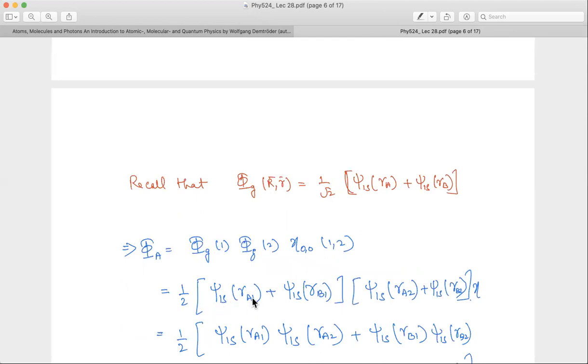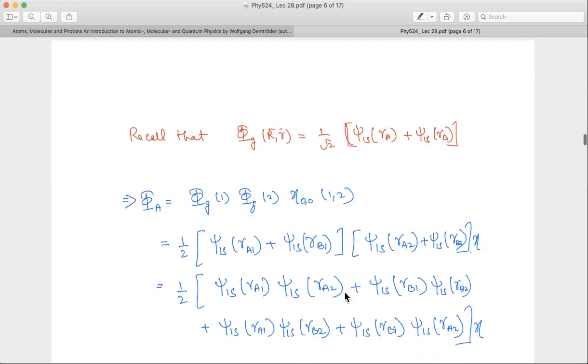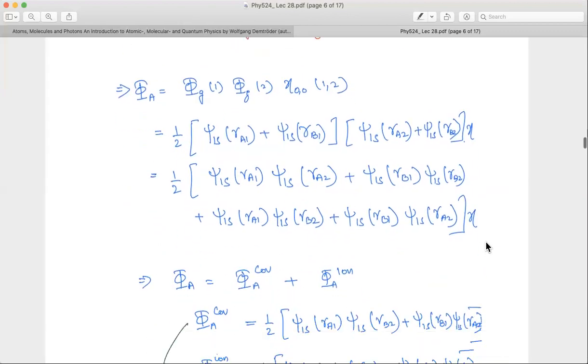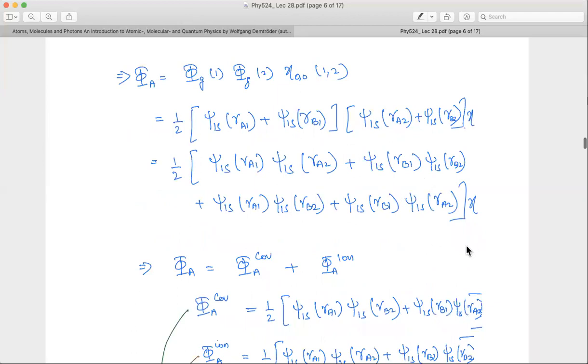So psi 1s RA1 plus psi 1s RB1. I just took this and substituted 1 for the first electron, times psi 1s RA2 plus psi 1s RB2. And the chi 0,0, I just used this chi shorthand, chi 0,0 of 1, 2. Then let's multiply all of these.